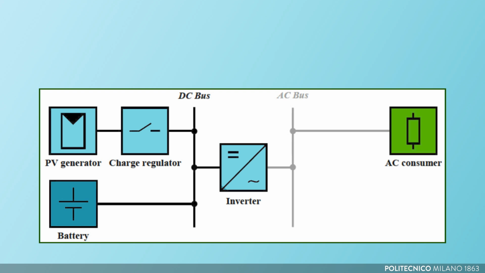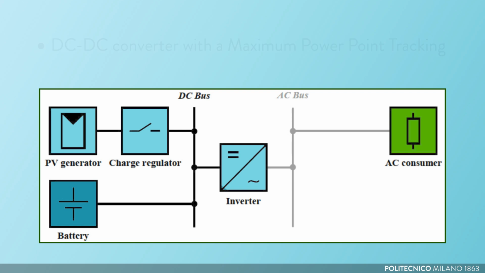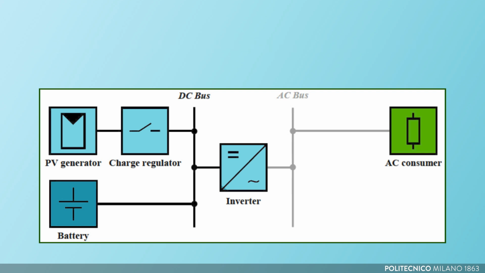Let's proceed by points. The photovoltaic system must always be associated to a DC-DC converter with a maximum power point tracking algorithm that stabilizes the operating point and maximizes its efficiency. The converter must be accompanied by a charge controller so that the battery is not damaged during recharges. It is necessary to identify the type of utilities.